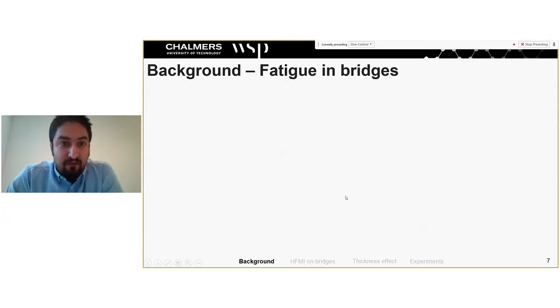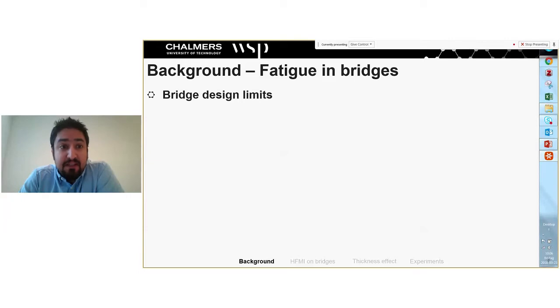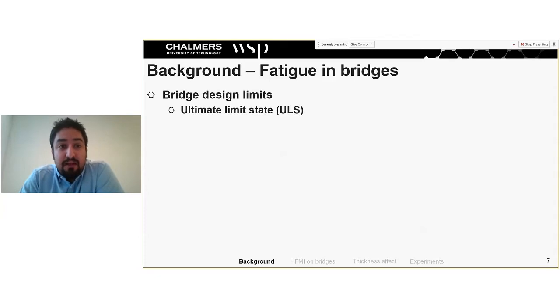So, background: fatigue in bridges in general. Bridges are designed with regards to different design limits, which more or less are different criteria. And these criteria can be divided into the ultimate limit state, which is the first one. This is all the criteria regarding the collapse of the bridge, or the immediate failure of the bridge due to very extreme loads.